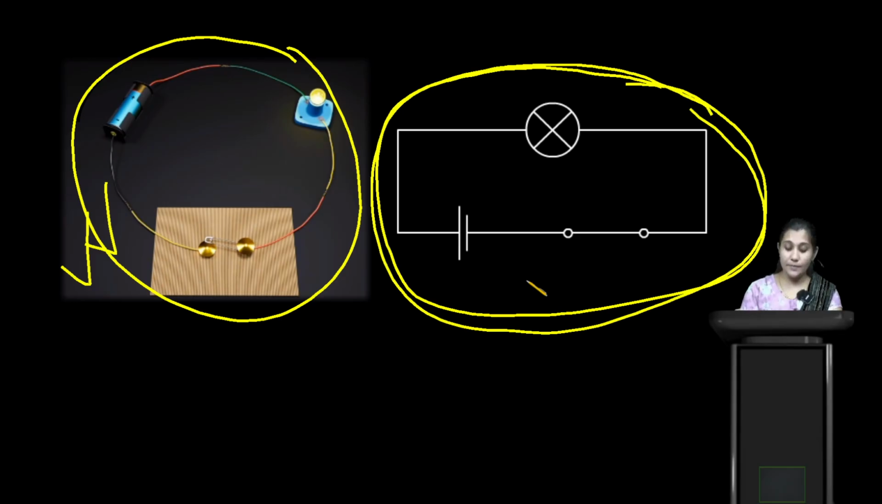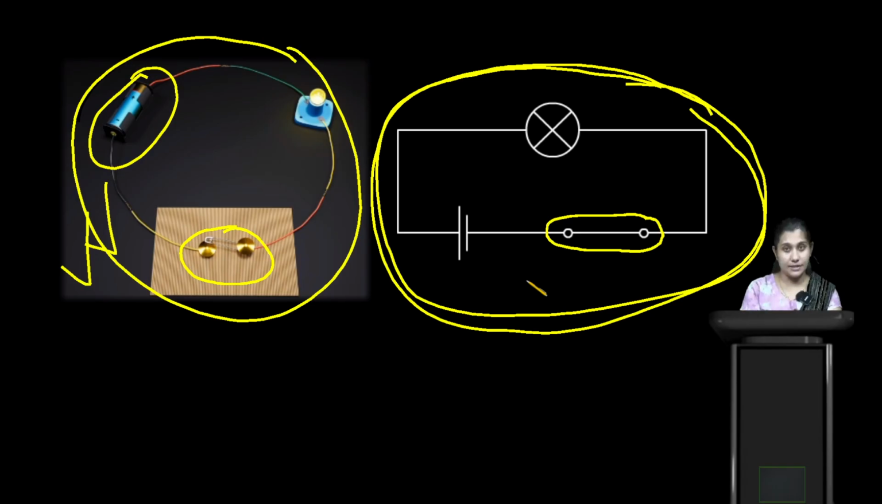Okay. Now let me explain. These are two switches. With the help of the two drawing pins, we have prepared the two switches. See, these are the two switches. Now this one is the electric cell. So we represent the electric cell like this.